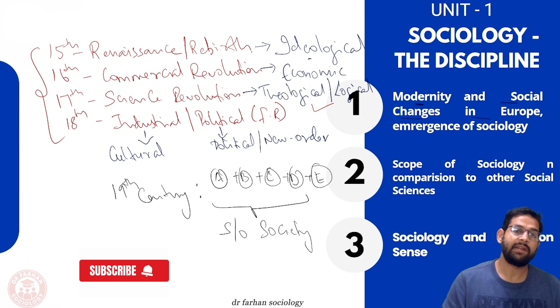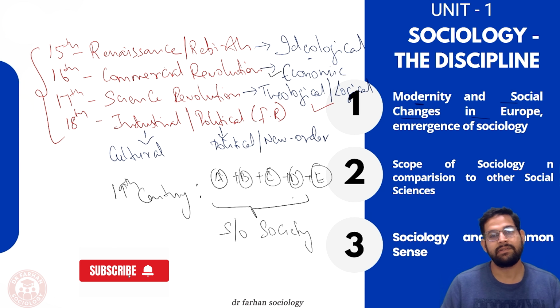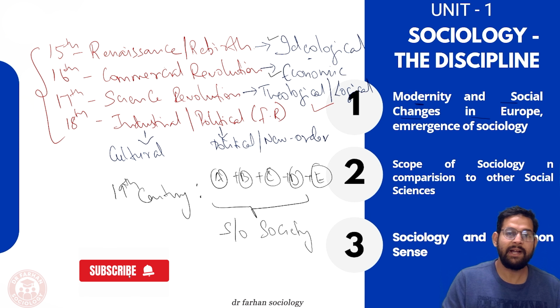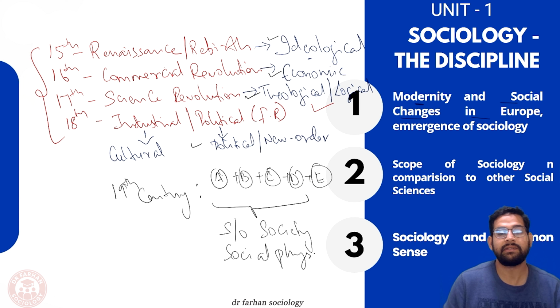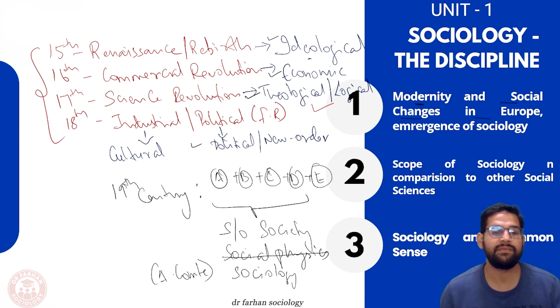Why? Because different disciplines are there. Economy as a discipline came up in the 18th century. Philosophy as a discipline studying ideological changes has been present for hundreds of years. Religion has been studied for thousands of years. Culture is a mixture of all political subjects, but there is no subject associated with the study of society. This subject, the study of society, would be called social physics. Later, this name was changed and it was called sociology. And who did these changes? It was done by the father of sociology, that is Auguste Comte.